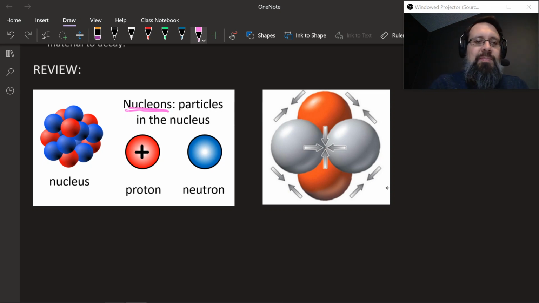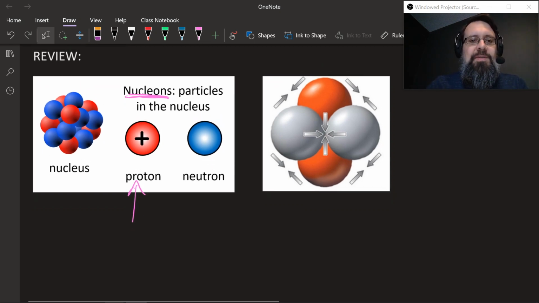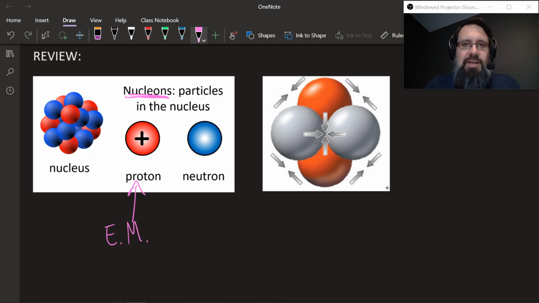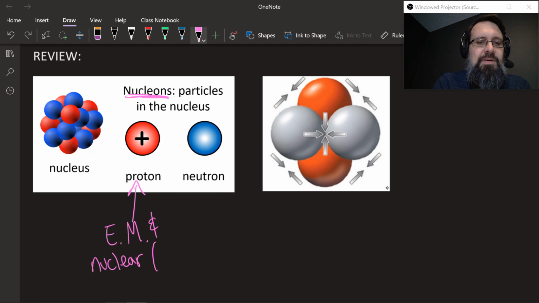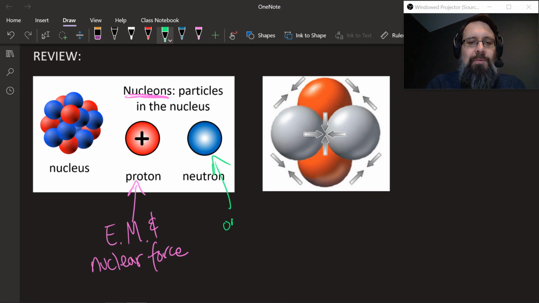Remember that the proton has a charge, which means that it feels the electric force, the electromagnetic force of charged objects exerting a force on each other, and it also feels the nuclear force, the strong nuclear force. So the proton feels the electromagnetic force and the nuclear force. The neutron, though, doesn't have a charge, so it only feels the strong nuclear force.